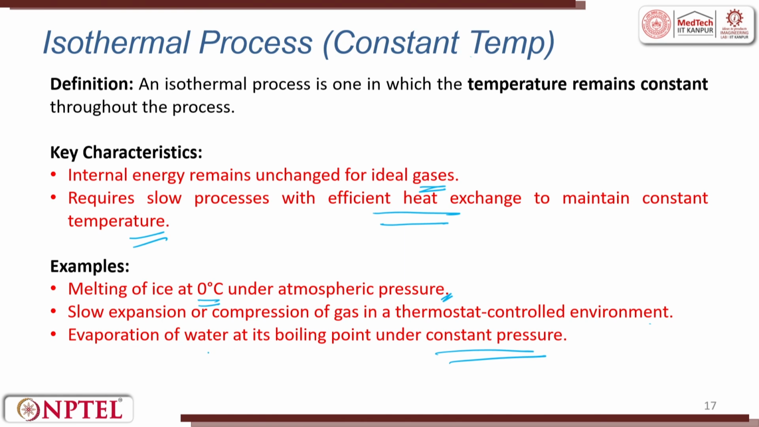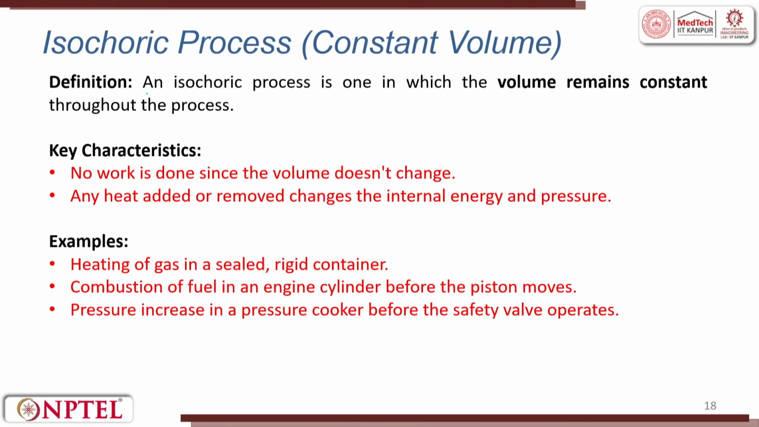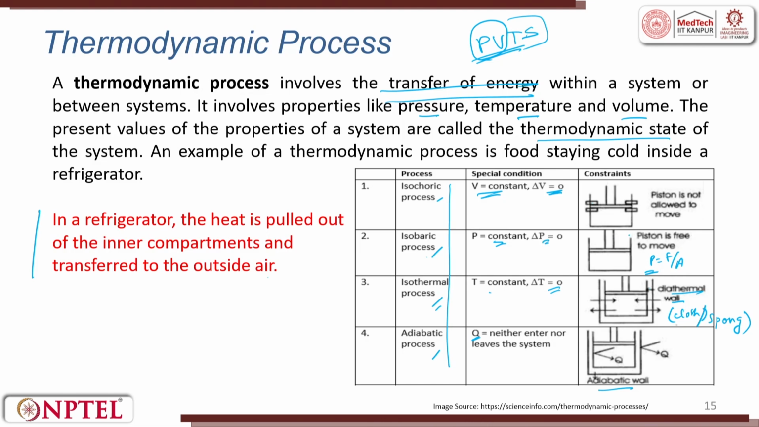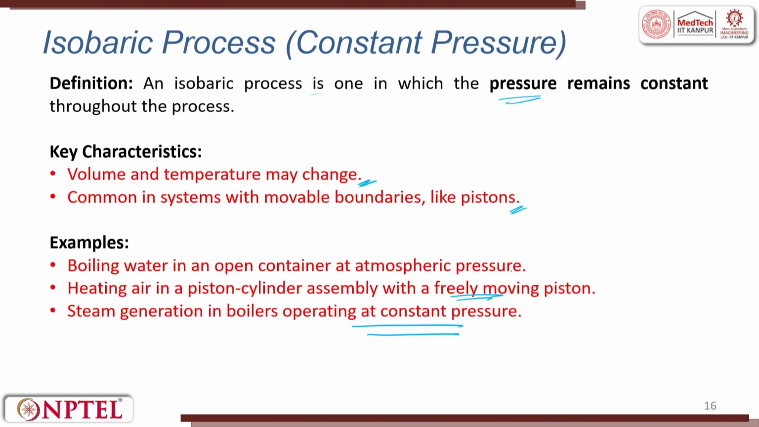It is pretty interesting. Evaporation of water at a boiling point, 100 degrees Celsius, under a constant pressure. So you have a piston, you put a weight on the piston, you keep on heating. So you see pressure is constant, and the volume changes. So that is the isothermal process. Then isochoric process is constant volume. An isochoric process is one in which the volume remains constant throughout.